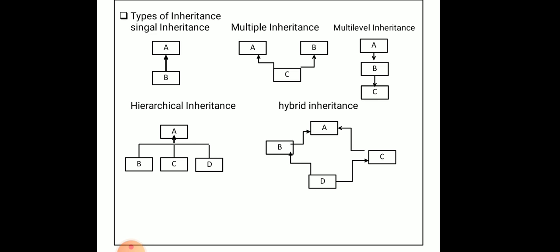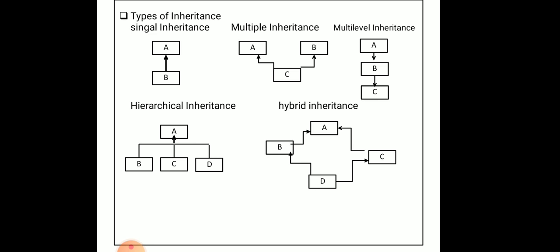Third one is multi-level inheritance. Multi-level inheritance means there is more than one level present. Here, class A is a parent class and class B is a child class. B inherits the properties of class A, and class C is a child class of B. Then C inherits the properties of class B and automatically inherits the properties of class A. This is multi-level inheritance. And one more thing about multi-level inheritance: this is not supported in Java.